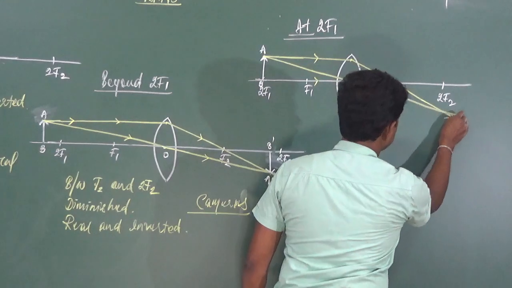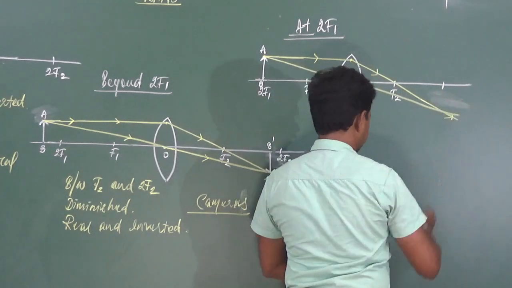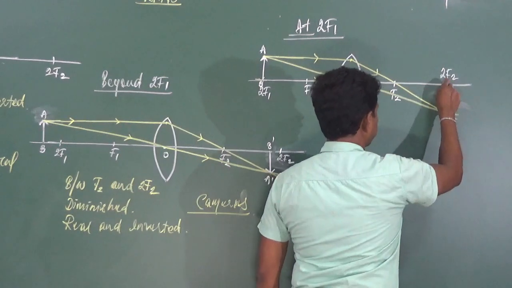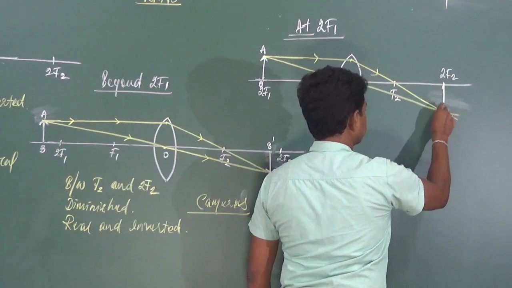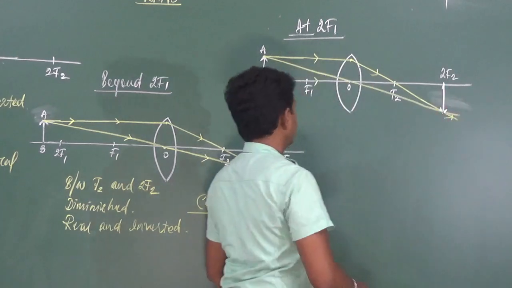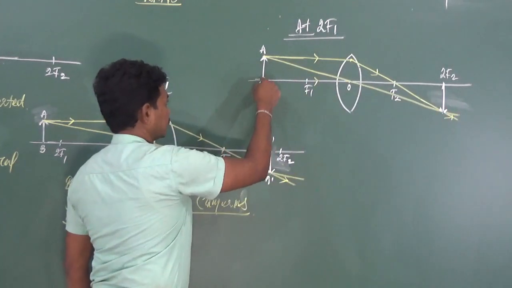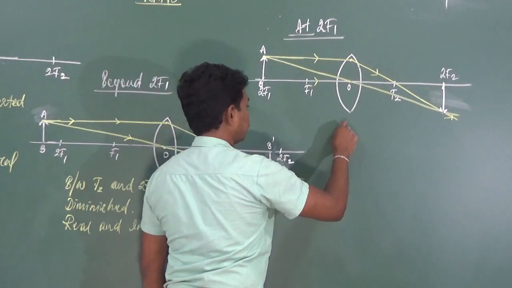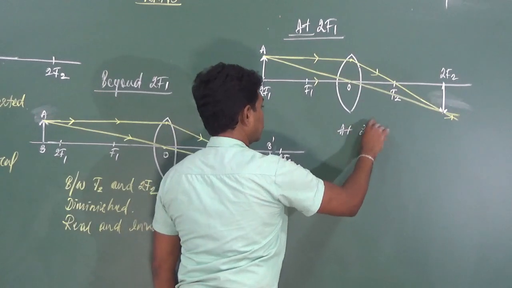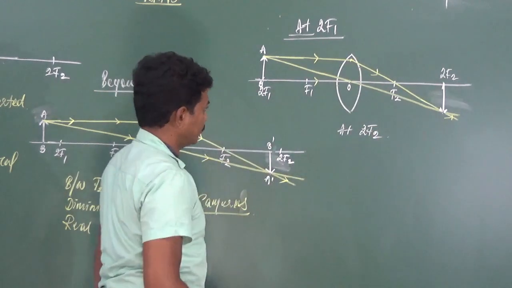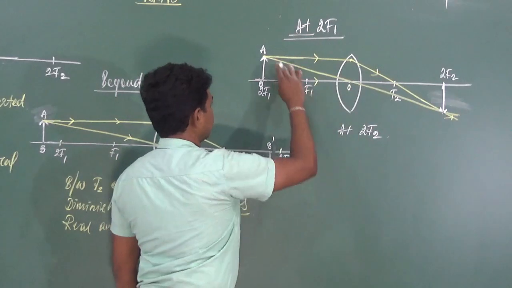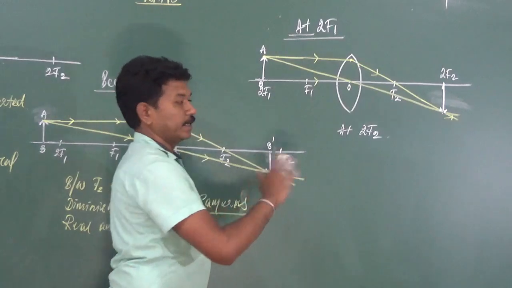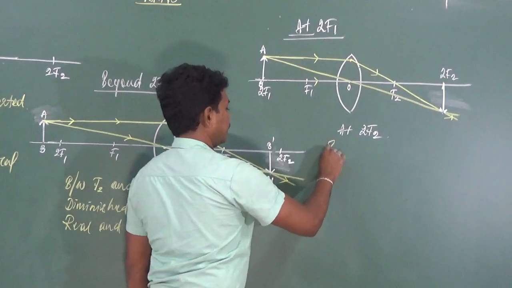So exactly the image is formed here. If you write 2F2 over here for better understanding, the image is formed at this point, exactly at 2F2. So if you keep the object at 2F1, the image will be formed at 2F2. So what is the size of the image? When you compare the size of the image with the size of the object, we get the exact size of the object, that is, the same size.